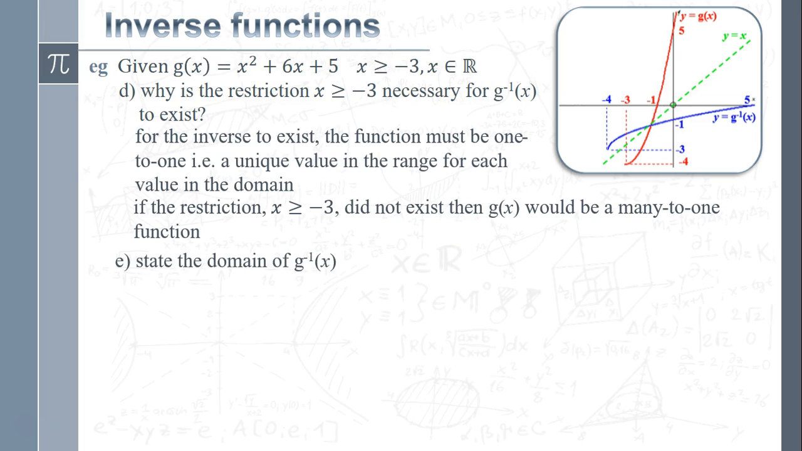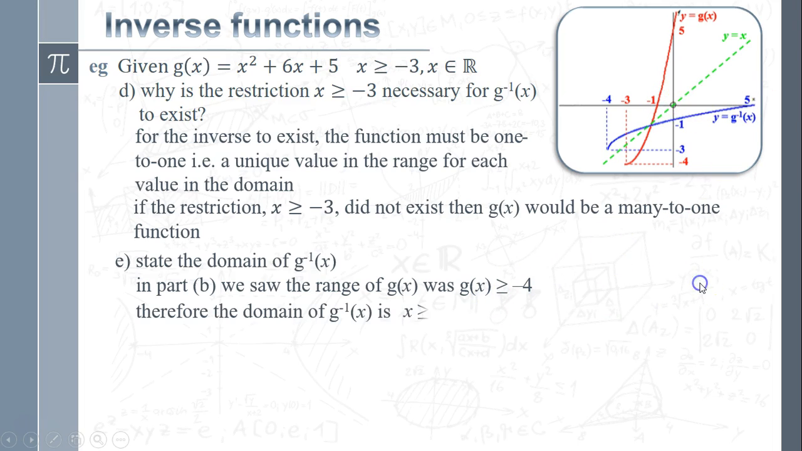Now it says state the domain of g to the minus 1 of x. If a question ever says state, it's something you can do without any actual working out. And the domain of the inverse function, we said earlier, is going to be exactly the same as the range of the original function. The range of g of x was greater than or equal to minus 4, so the domain of our inverse function, what values of x can we have? From minus 4 upwards. So that domain has got to be x greater than or equal to minus 4.